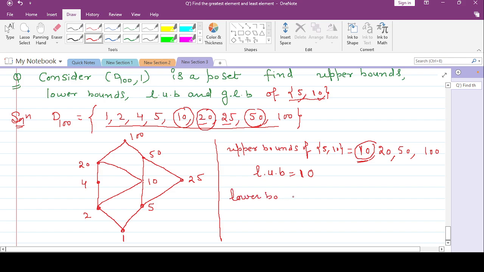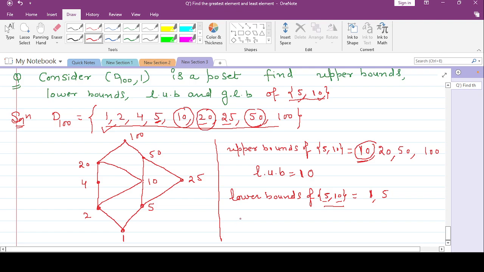Lower bounds of 5 and 10. By finding lower bound we mean that from this D100 we find those elements which divide the elements of this set. So the very first element which divides 5 and 10 is 1. 1 divides 5 and 10, but 2 does not divide 5, and 4 does not divide 5. Next element is 5. So only these two elements divide 5 and 10.